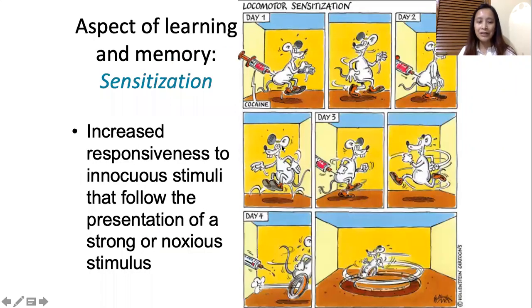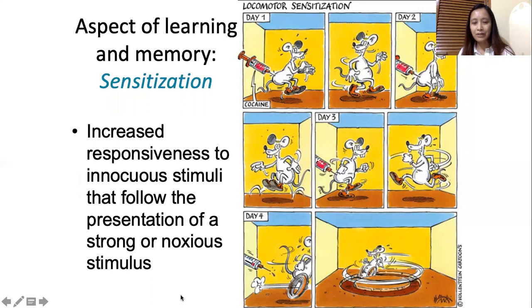The next aspect of learning and memory is sensitization. This time, instead of being habituated, you get more sensitized. You increase your responsiveness to an innocuous or painful stimulus that follows the presentation of a strong or noxious stimulus. So this is an example.